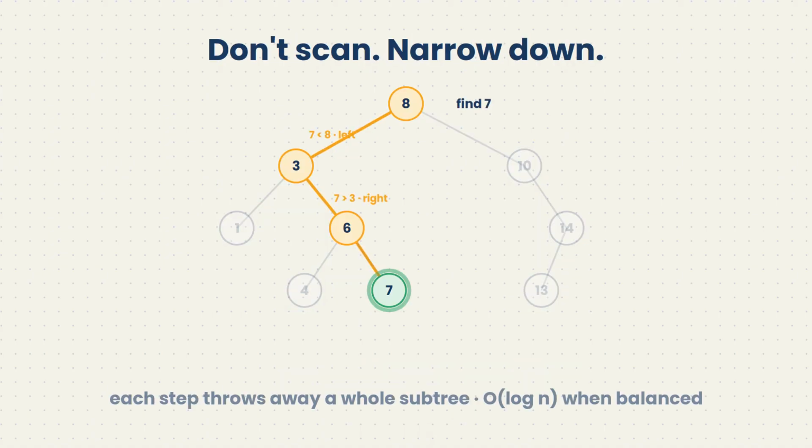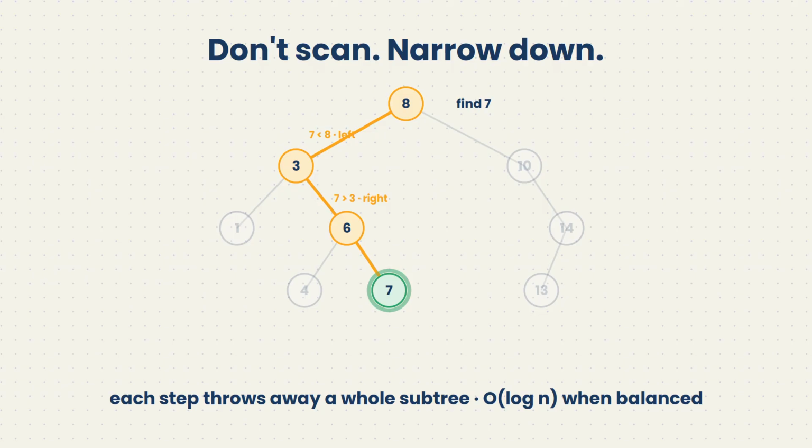Searching is where it pays off. Start at the root and compare. Smaller, go left. Larger, go right. Equal, found it. The power is that in a balanced tree, each comparison discards a large part of what's left, often close to half, in a single step. It's binary search living inside a tree.